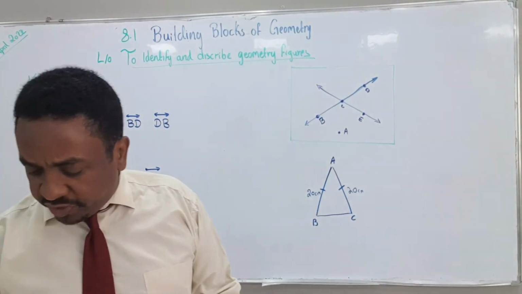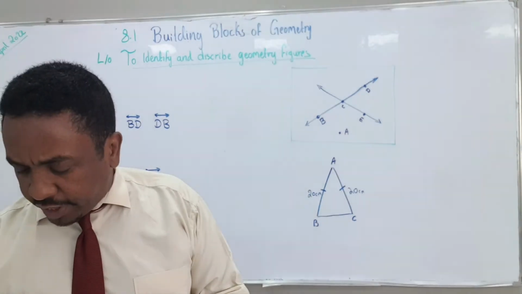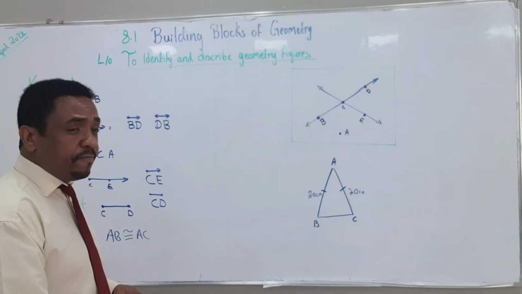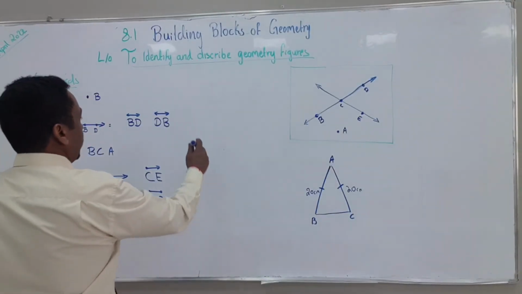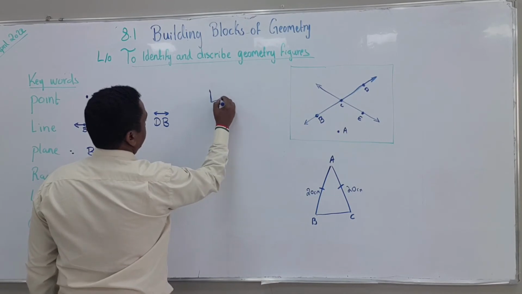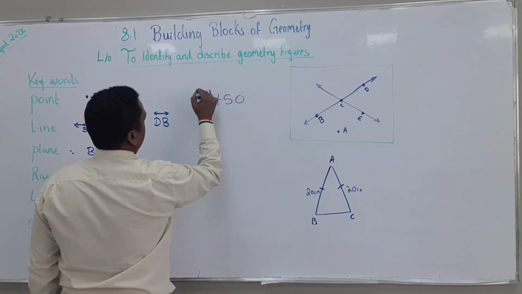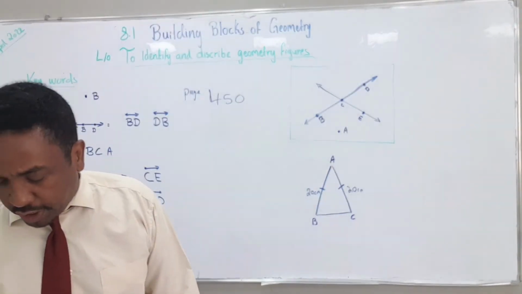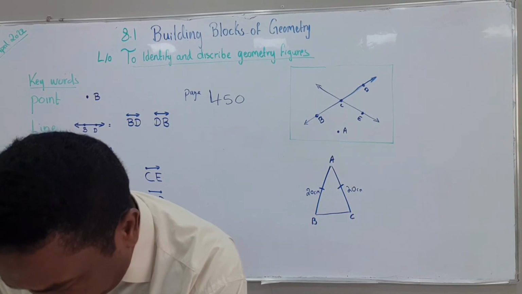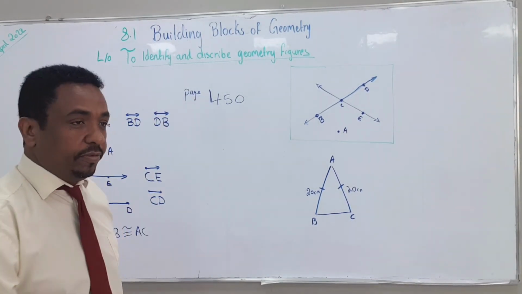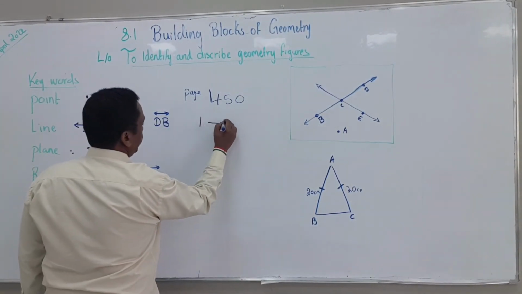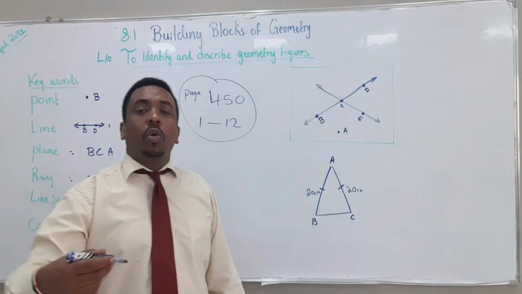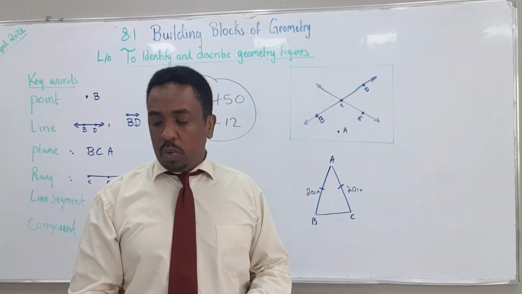Now, in your textbook, there is some practice that I want you to have a look at. So, open page 450. Can you just open page 450? I want you to start the questions from question 1 up to question 12 as a practice. Question 1 up to question 12. Right? And then I will go through with you and we will answer the questions one by one.